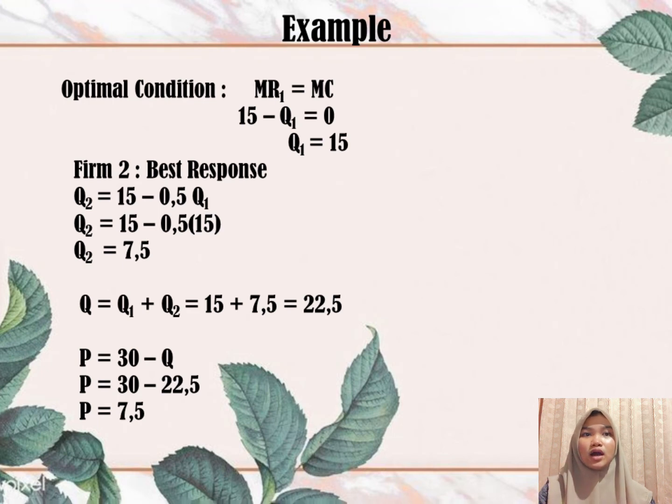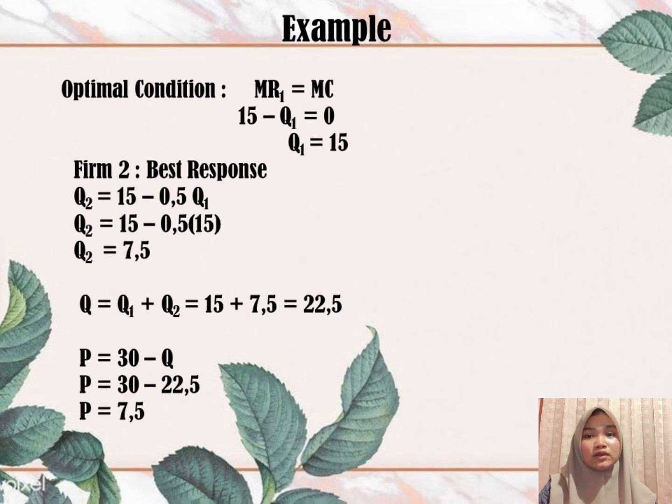So for the optimal condition, we have MR1 equals MC, where our MR1 is 15 minus Q1, and our MC equals 0. So in this equation, we get Q1 equals 15. For Firm 2, their best response is Q2 equals 15 minus 0.5 Q1. Then we substitute Q1 into this equation, and we get Q2 equals 7.5.